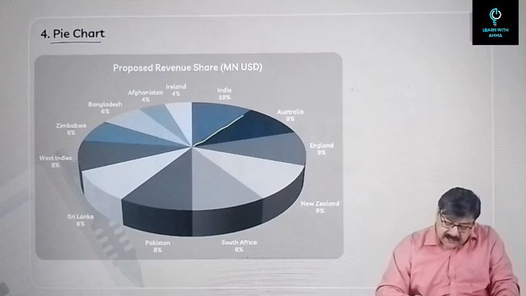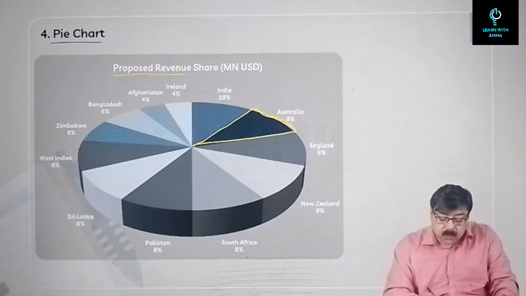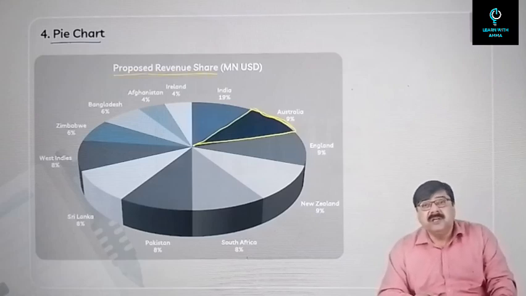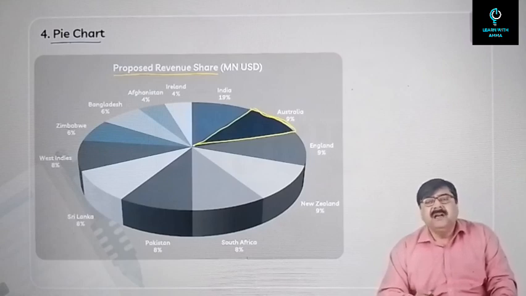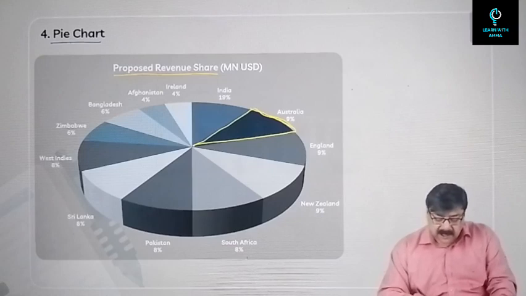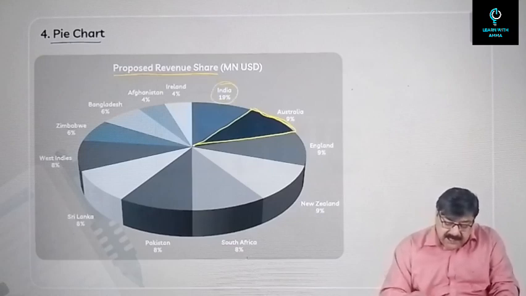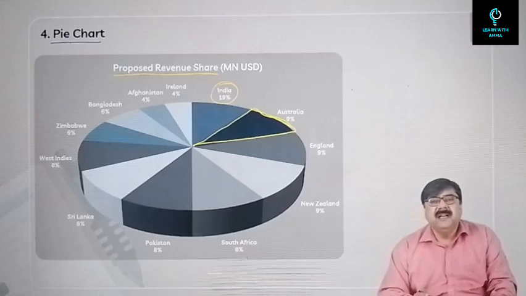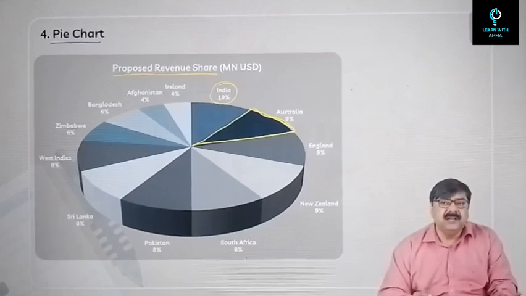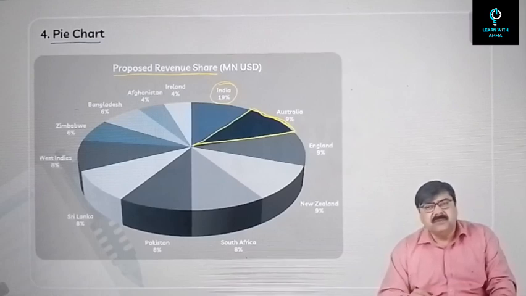So this is a sector which represents Australia's portion or contribution to the proposed revenue share, which is given to us in millions of US dollars. Now this could be with regard to their revenue share when they participate in the IPL. And India's share here is 19%. So the questions could be asked to you, by what percent is India's share more than or less than New Zealand's share, and so on. We will look at the types of questions.